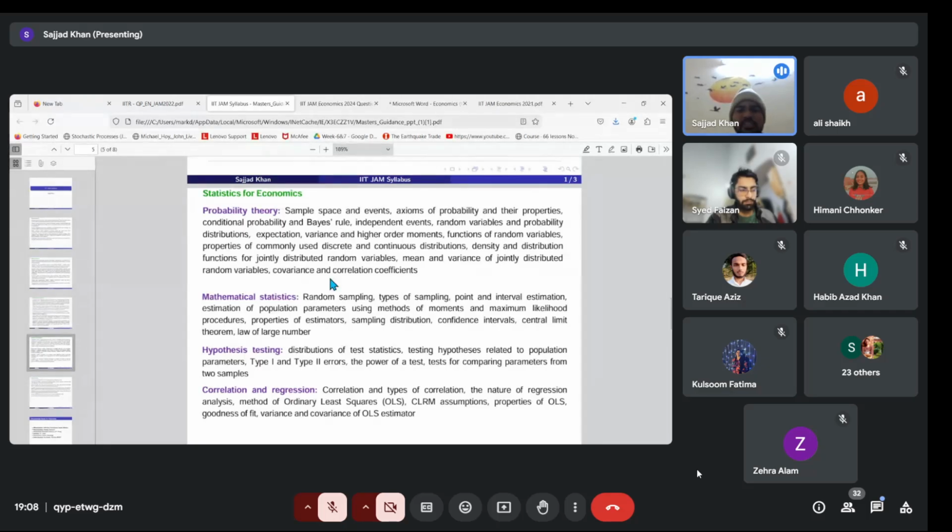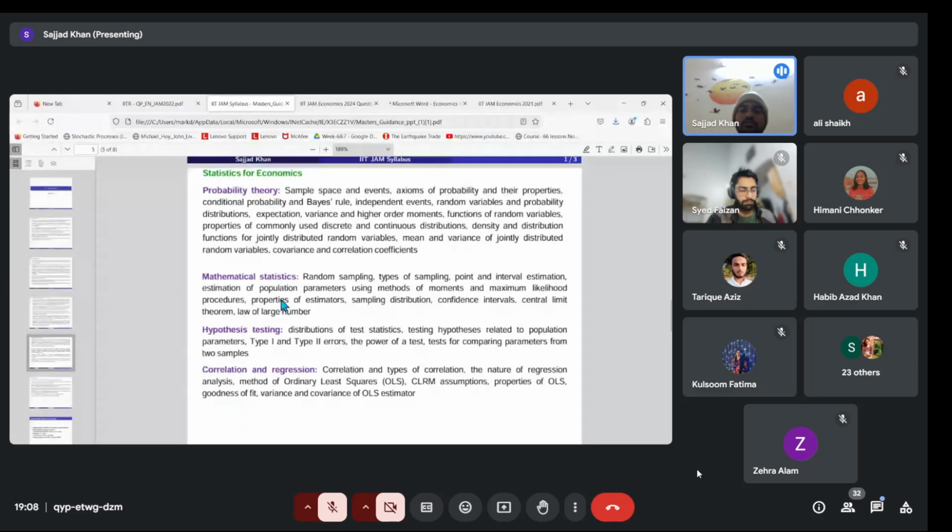Now in mathematical statistics, the most important is MLE, the maximum likelihood procedure. They ask about the parameter: a particular distribution will be given to you, and on the basis of this you have to get the parameter of the function. In my case, I think the Poisson distribution was asked in 2023.